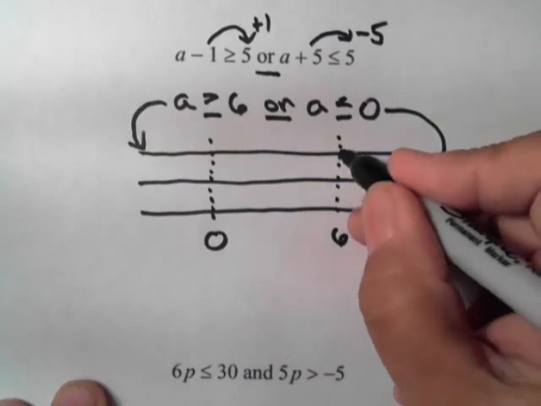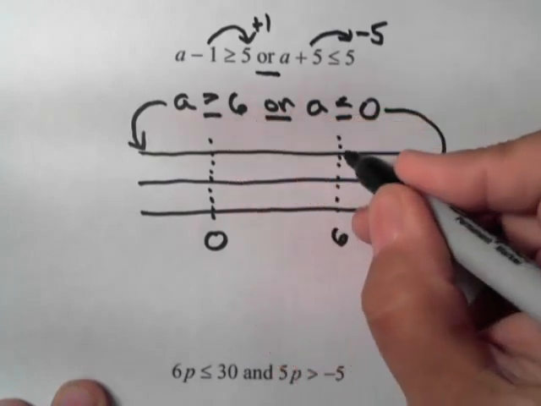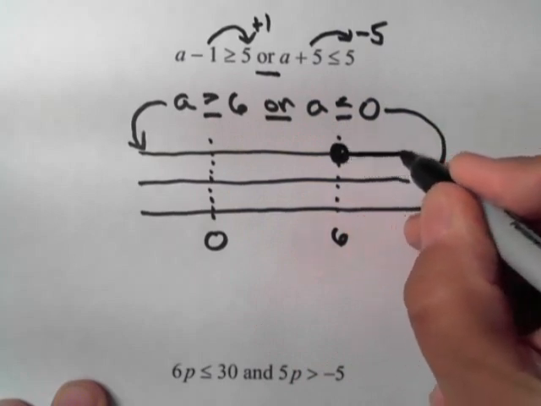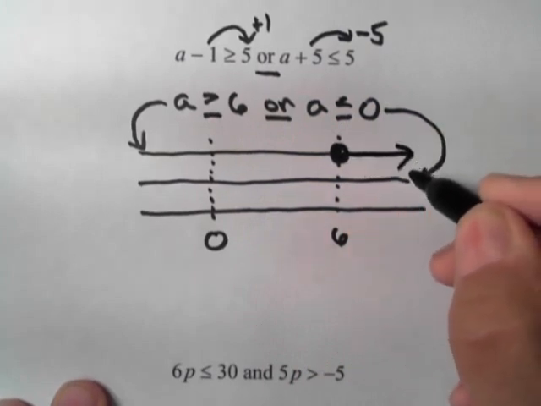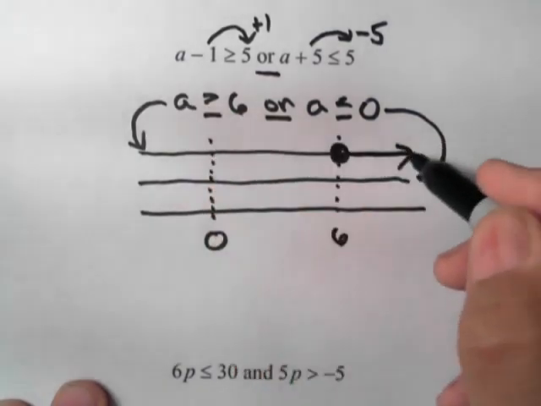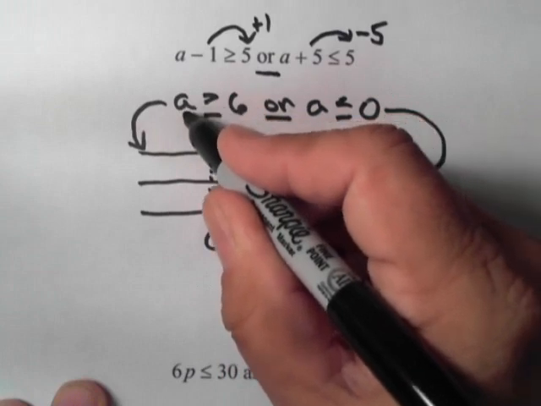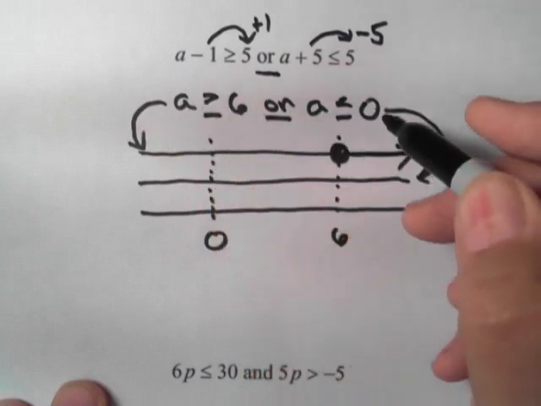Now, the first one here, we want A greater than or equal to 6. Well, here's 6 right here. We've got the equal bar, so I put the solid circle, and greater than or equal to 6 means it's going off to the right. Remember, the A is getting larger than 6. We know that because the large side of the V is pointing toward the A.